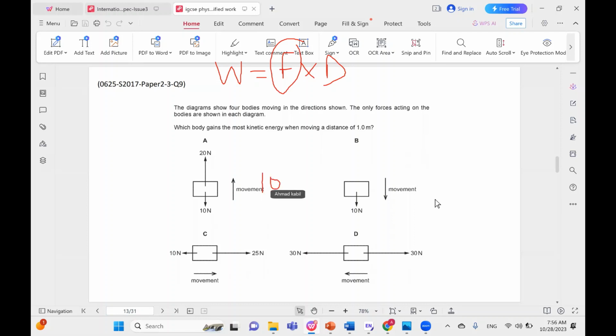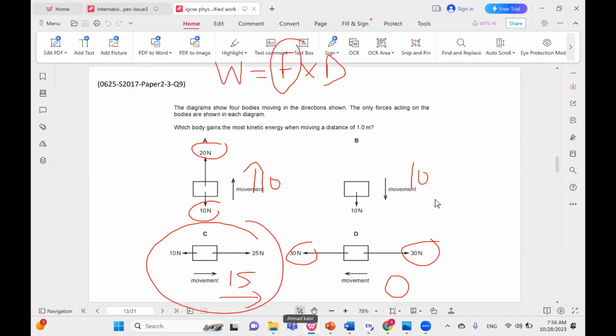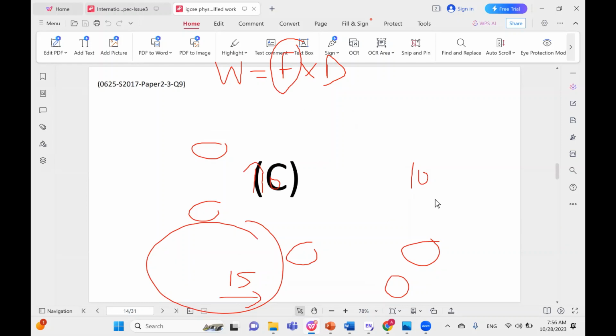So we have 10 up here because we have 20 minus 10. So that's 10 positive. And then this is also 10 because the force and the movement are in the same direction, both down. This is 0 because 30 minus 30 gives you 0. And C is 15 to the right. So of course, C has the greatest force and the greatest work done. So it gains the most kinetic energy. So C is the correct choice.